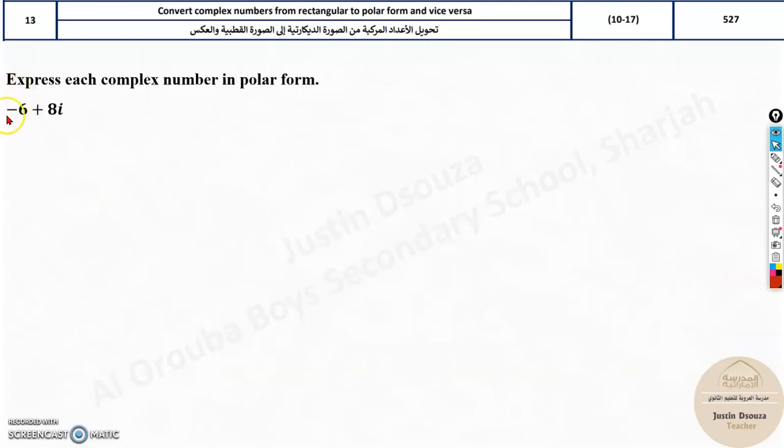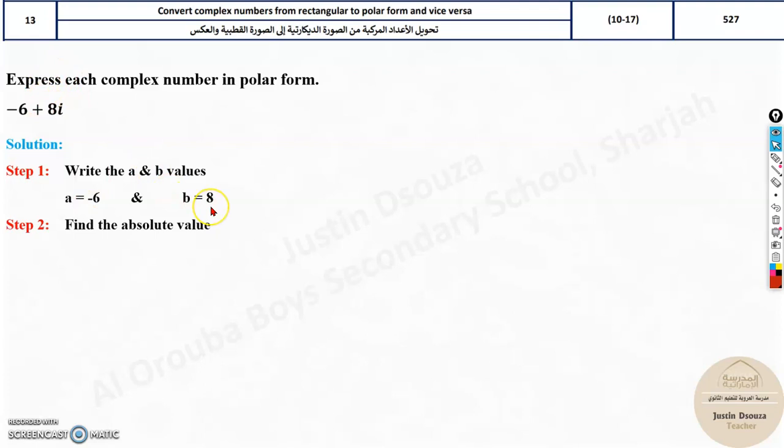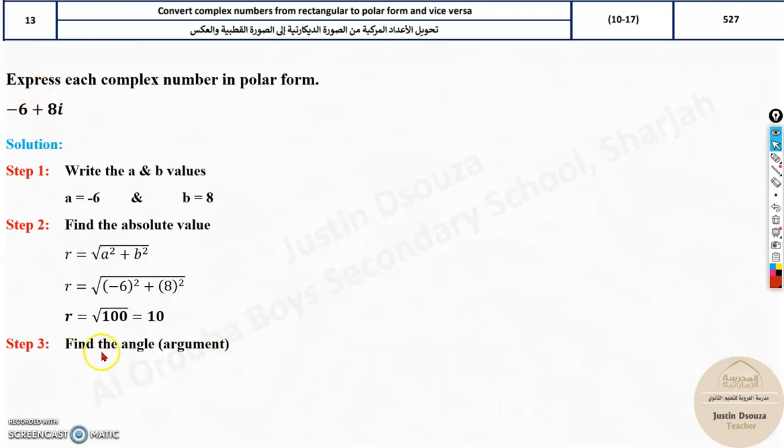We can write whatever is given to us as a plus bi. That means the first term, a value, is minus 6 and b value is 8. And now we can use the formula of absolute value, that is r equals root of a square plus b square, and solve for r. That is, the radius is 10. Okay, what is remaining? The theta value is remaining, but look over here, the angle is also called the argument. The a value is negative, so the angle is tan inverse b by a plus pi, which is very important. This can be pi or 180 degrees because it's one and the same.